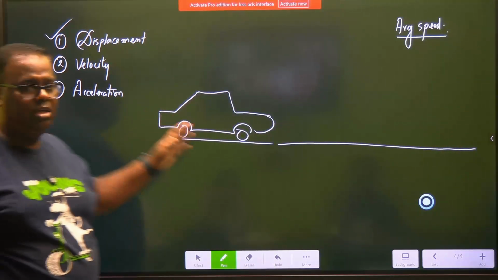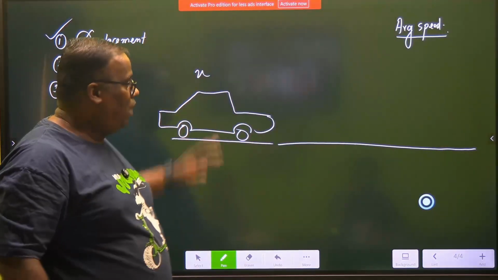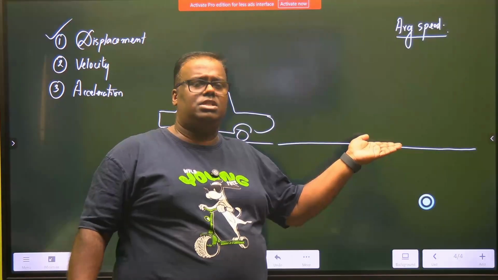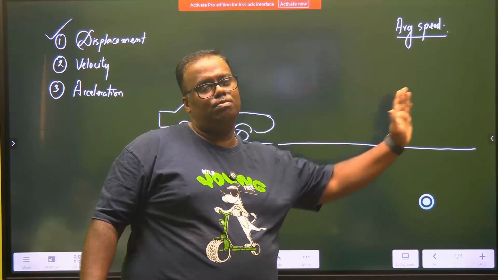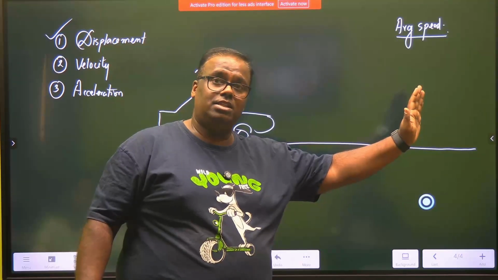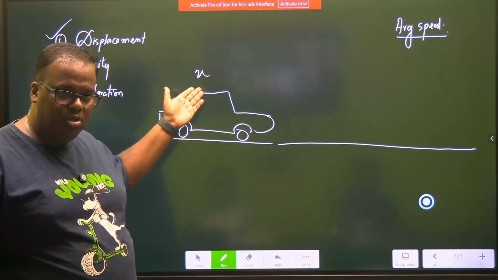The car is currently going with a speed, let's say the speed is u. After some time, every moment you test, its speed is u. That means it is going at uniform speed. In that case, its acceleration is 0. It is going at u.